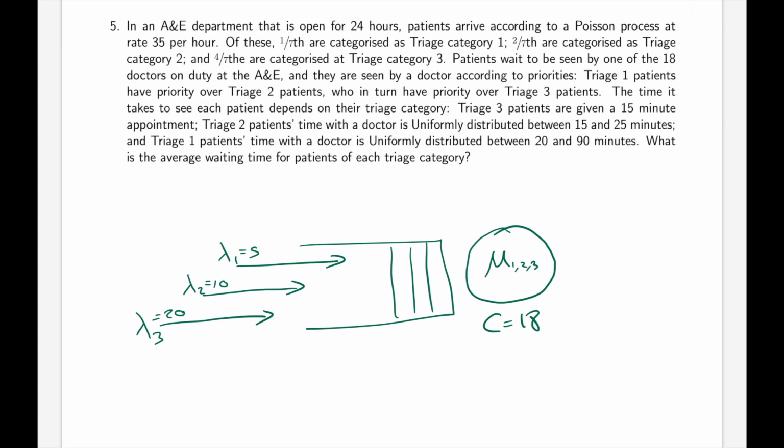For triage category 2, they are uniformly distributed between 15 and 25 minutes, so that would be on average 3 per hour. And for triage category 1, they're going to be uniformly distributed between 20 and 90 minutes, so that's just under 1 per hour. So this would be our conceptual model.